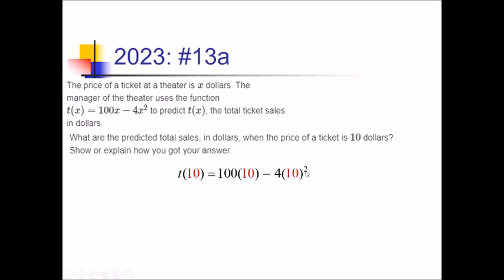10 squared is 10 times 10, which is 100. So we've got 4 times 100. Now we have to do the multiplying before we do the subtracting. So we've got 100 times 10, which is 1,000. And 4 times 100 is 400, and it's negative. And then finally, 1,000 minus 400 tells us that we have ticket sales of $600.